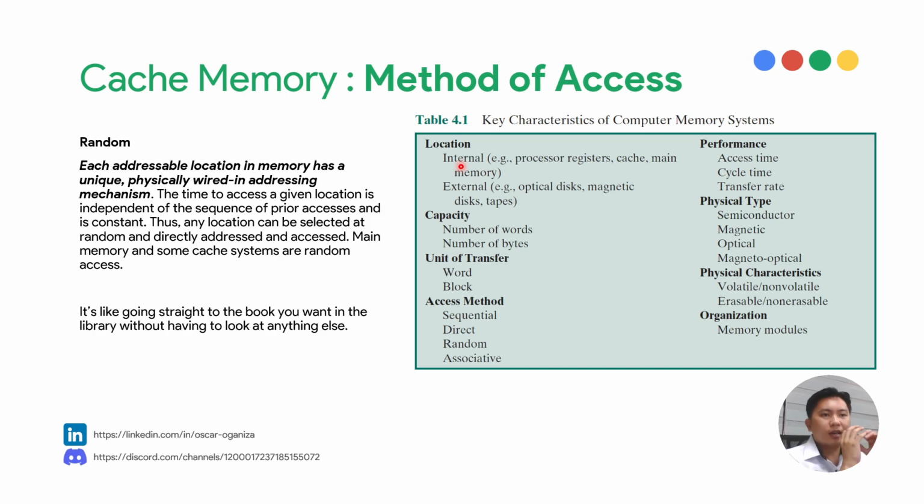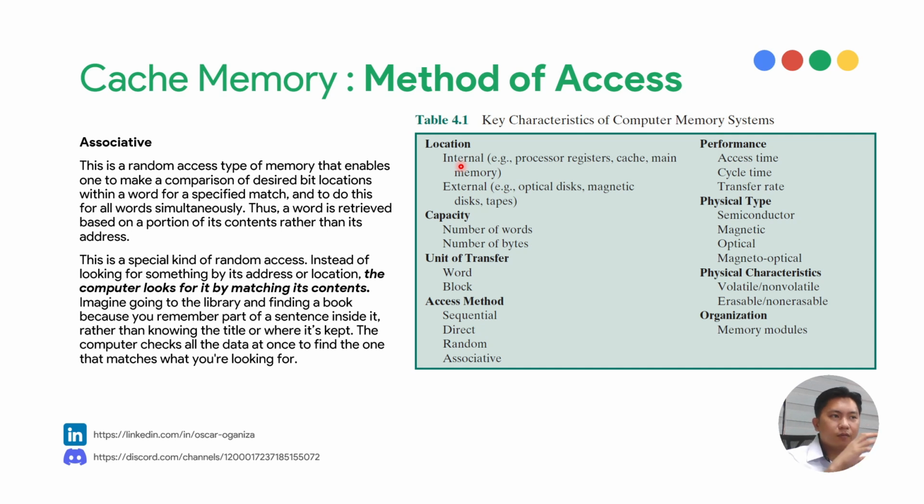When we say random method of access, you can basically directly access the data. For example, your data can be found on page 99. Then your cache memory can directly get the data and process the entire data. So that's the random access method in cache memory.